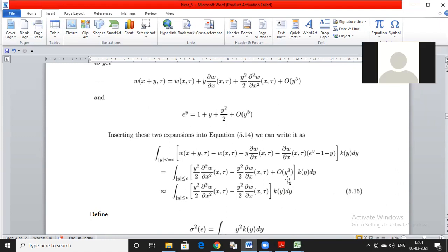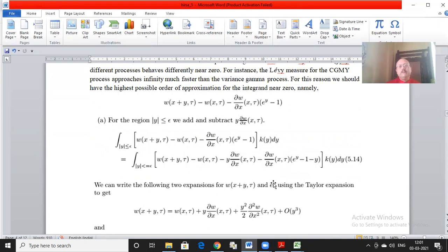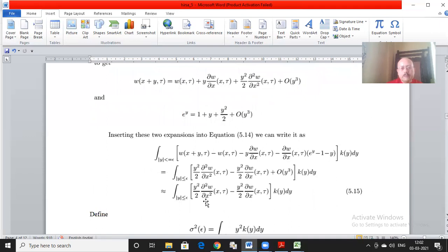Yes, sir. And then obviously our numerical approximation would be where I just ignore the error term. So my approximate value of this whole integral is given by this integral now in 550. I originally had the w function and the e to the power y function. I substitute both of these using Taylor series approximation, and what I get is y²/2 ∂²w/∂x² and y²/2 ∂w/∂x. So this is the new integral, or the approximate integral, that we are now interested in. And remember, this is for the neighborhood of 0.